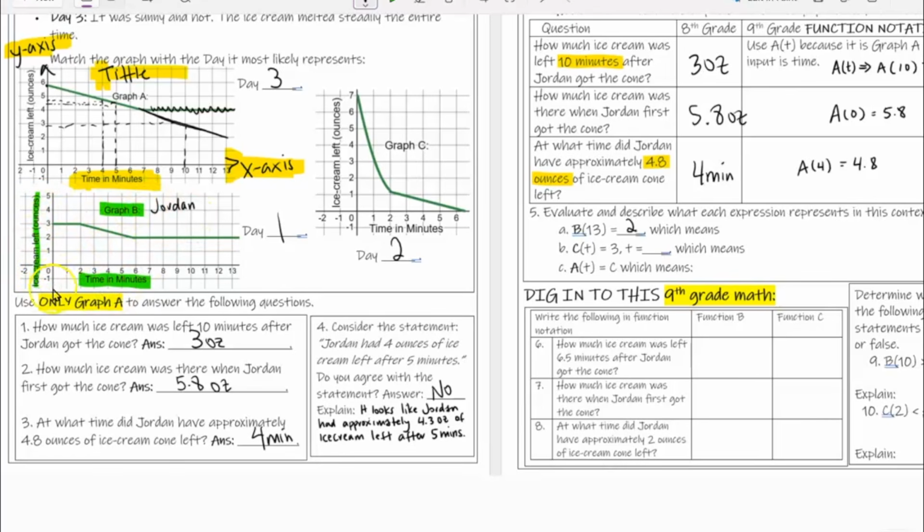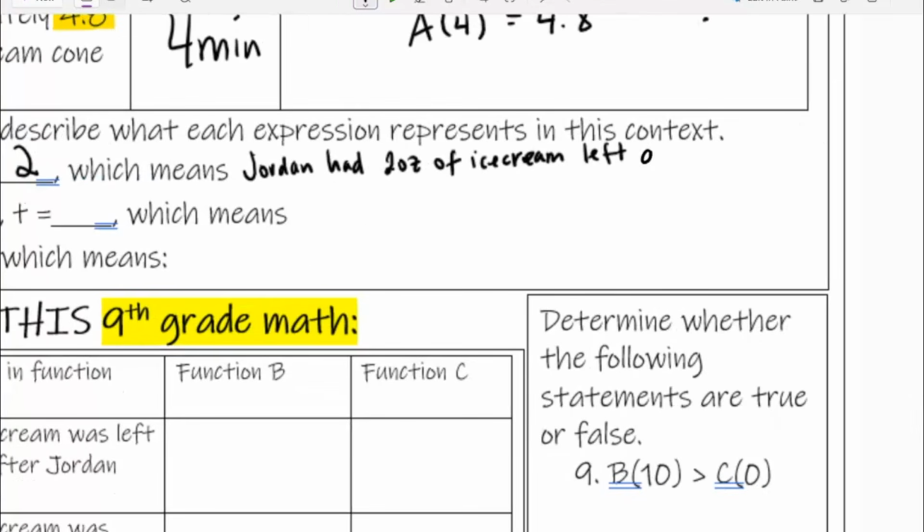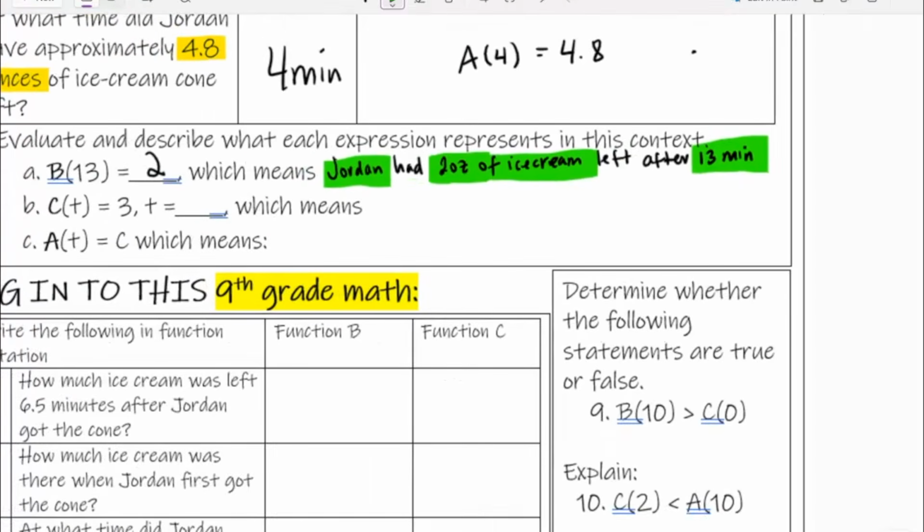Again, the order doesn't matter as long as I have these 3 things to describe what's happening. I'll start here: there were 2 ounces of ice cream left after 13 minutes when Jordan went outside. I'm just going in any order that I want as long as I use all 3 things. So Jordan had 2 ounces of ice cream left after 13 minutes. I'm using my x-axis, my y-axis, and what's going on. As long as you give me those 3 pieces of information, you're good.